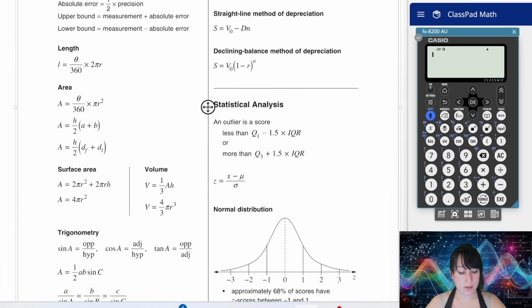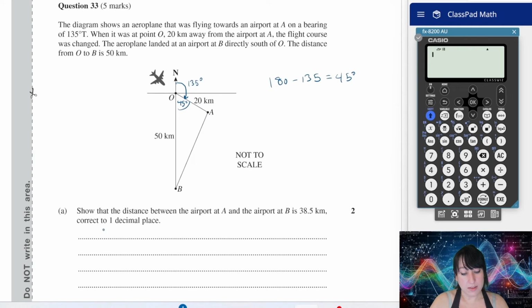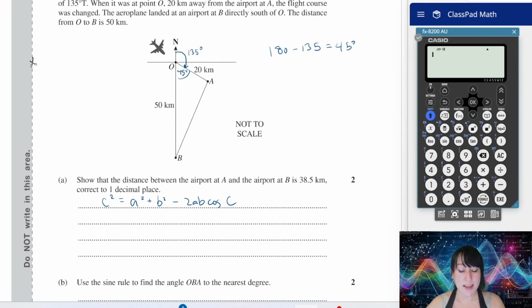So the cosine rule on the formula sheet, this one here for finding a side, it's a lot like Pythagoras, but with that extra bit on the end, the minus 2ab cosine c. We'll have c squared equals a squared plus b squared minus 2ab cosine angle c. Now in this case, the angle c is going to be the 45 degrees. A and b are the two sides that form that angle, so that's the 50 and the 20. So the side we're trying to find, squared, equals 50 squared plus 20 squared.